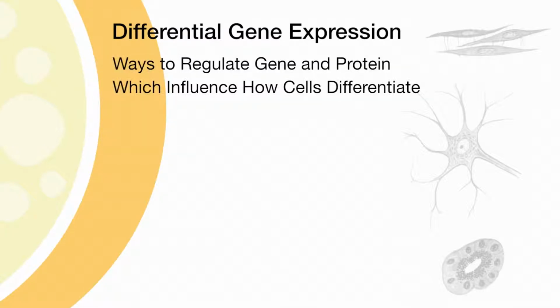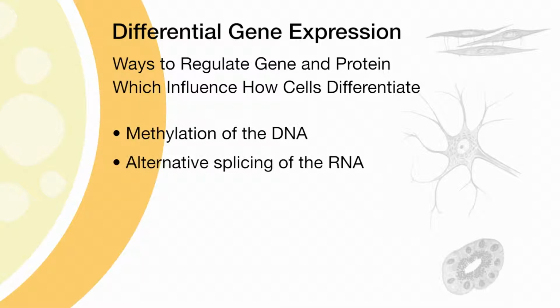As I end this tutorial on differential gene expression, please know that there are many ways to regulate both the gene and the protein, which will influence how cells differentiate. These might include methylation of the DNA itself. Also, alternative splicing of the RNA into a variety of different proteins is an important way to change and increase the multitude of the types of structural and functional properties a cell can have.